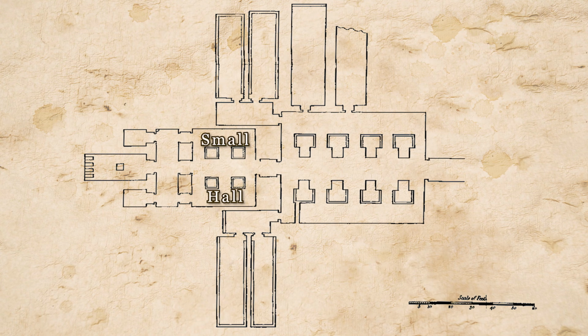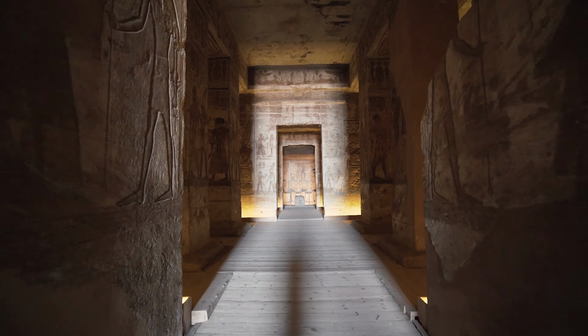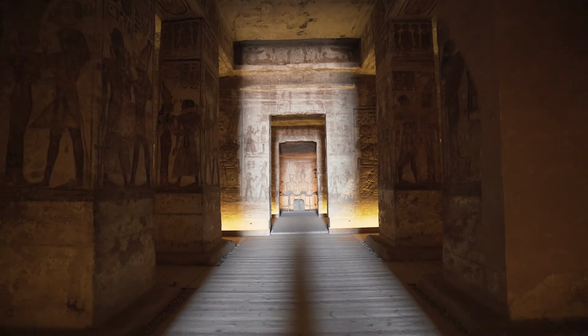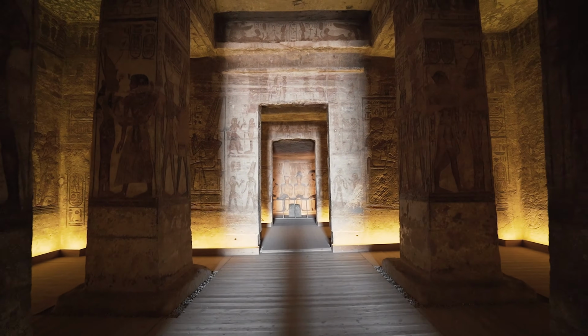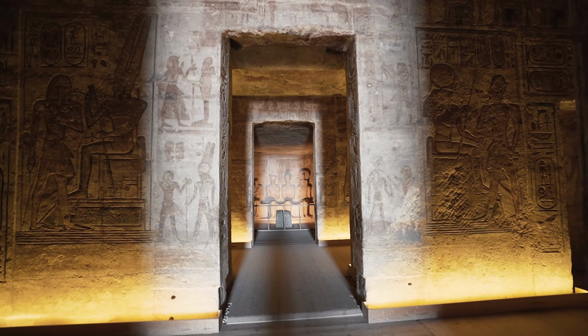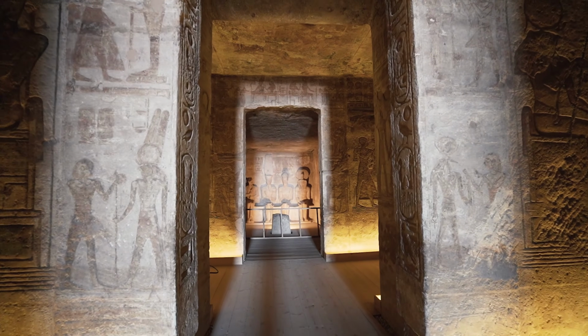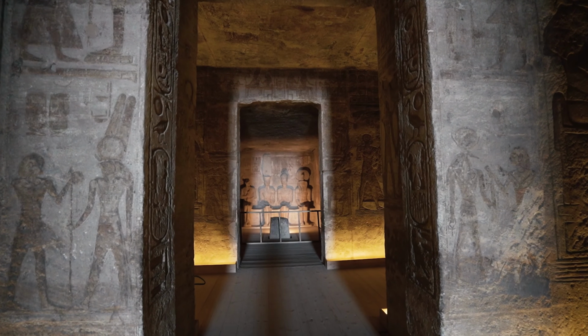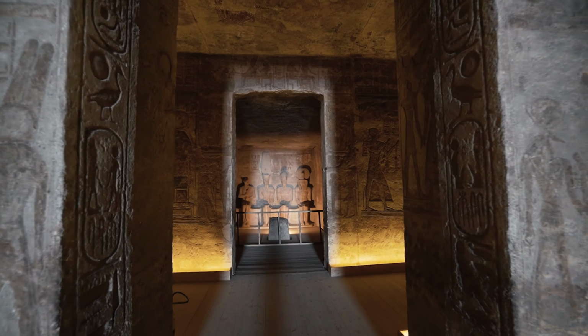From the main hall, we enter the small hall, which has 4 pillars decorated with beautiful scenes of offerings to the gods. There are depictions of Ramses and Nefertari, with the sacred boats of Amun and Ra Horakhti. This hall gives access to an antechamber, in the middle of which is the entrance to the sanctuary.